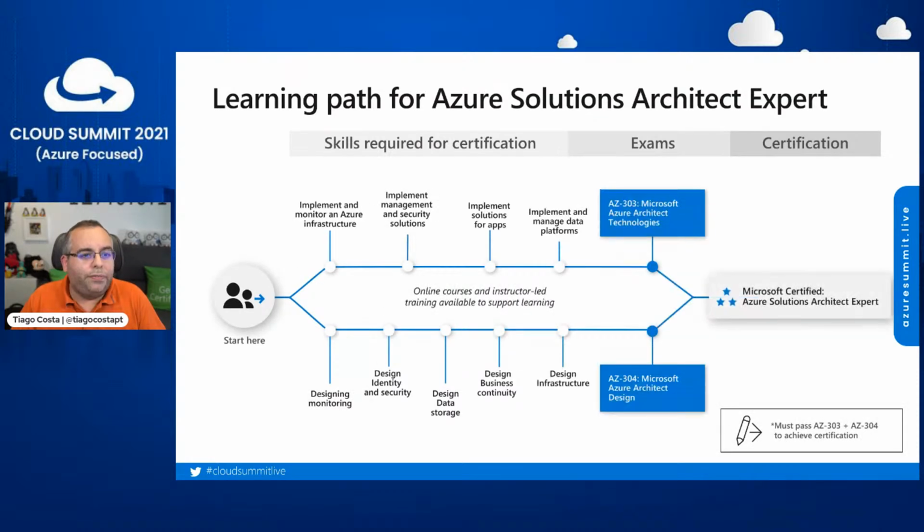Then we also have the solutions architect. So the solutions architect is a little bit different. As you see, there are 2 blue boxes here. Yes, there are 2 exams. There's one exam, which is the 303, and there's a second exam, which is the 304. The 303 is a very do-it exam. So it's a very hands-on exam, how to do things. And there is a big overlap with the AZ104, which is the Azure Administrator.